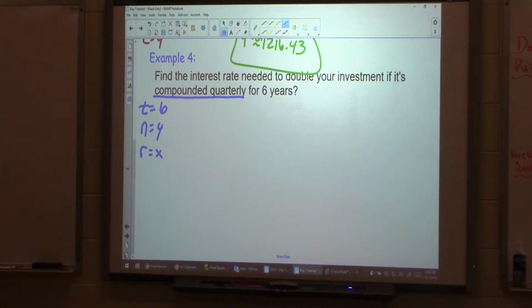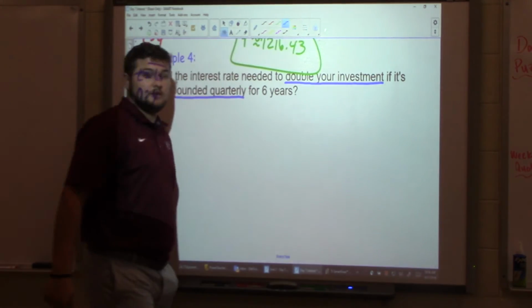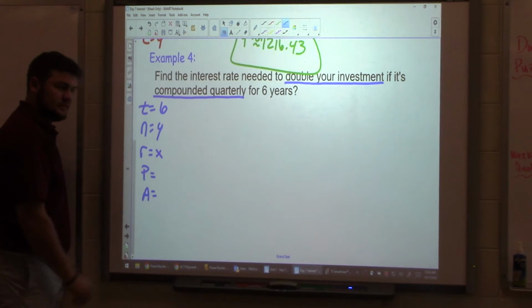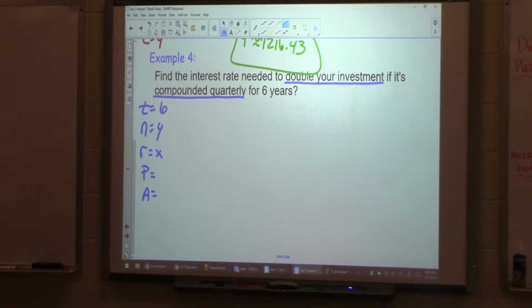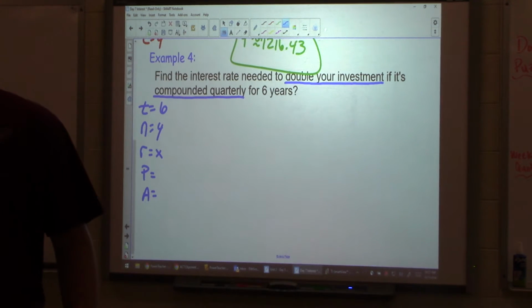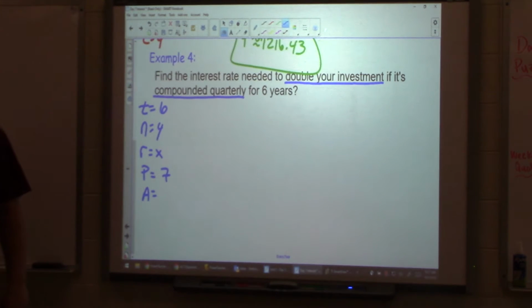To find the interest rate, you need to double your investment. So, if that's my principal and my amount, do they give me a principal and an amount? No. But they tell me I need to double it. So I can pick any 2 numbers I want, as long as my amount is double my principal. Carlina, pick any number you want for the principal. 7. If the principal is 7, what does our amount have to come out to be? 14. It's going to be double.